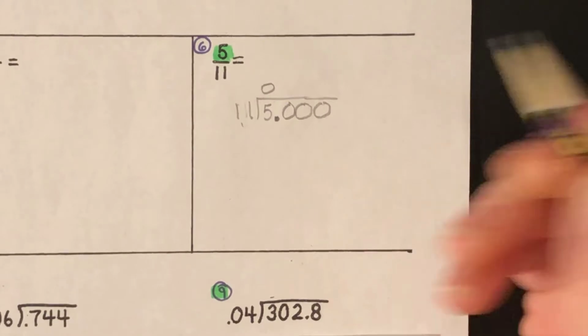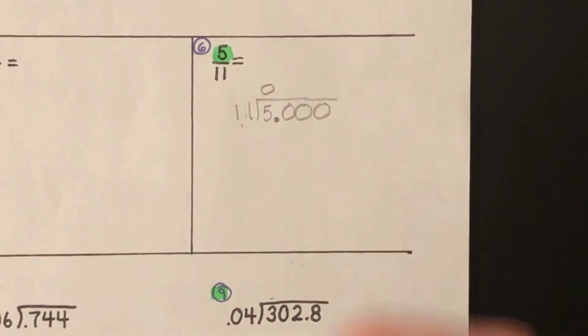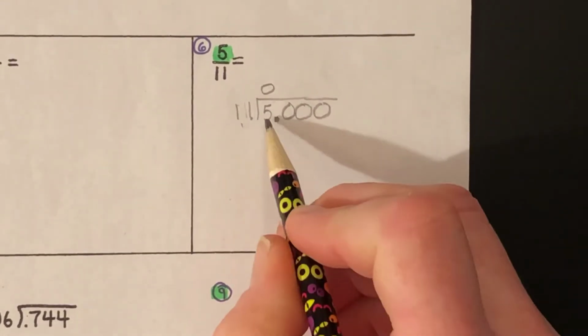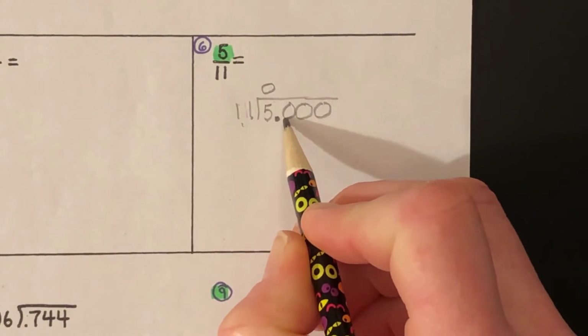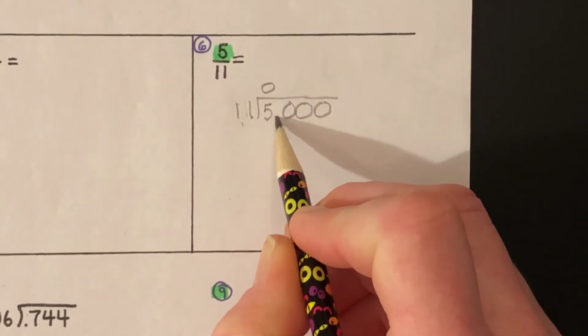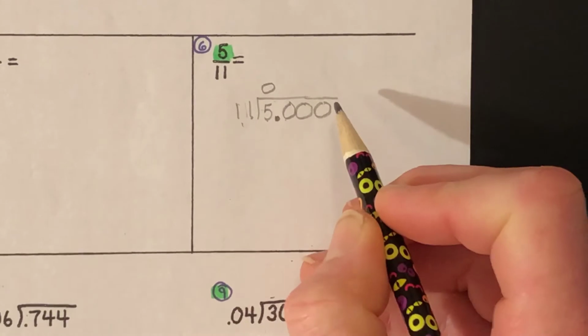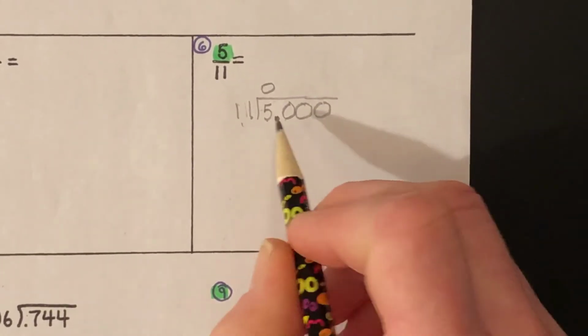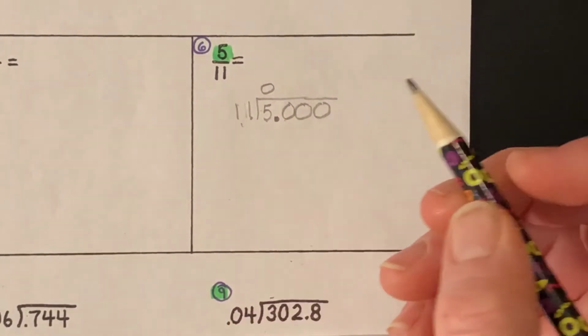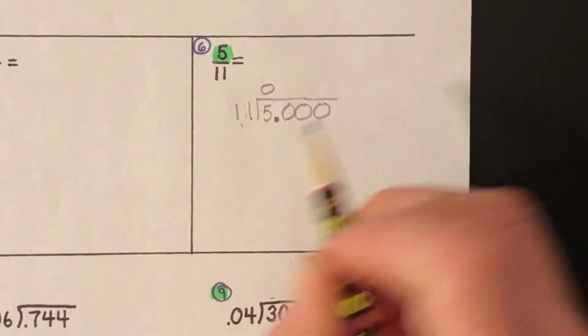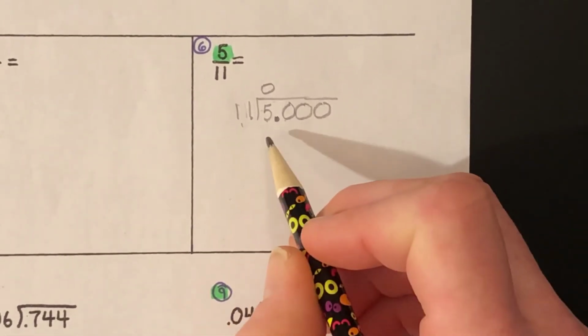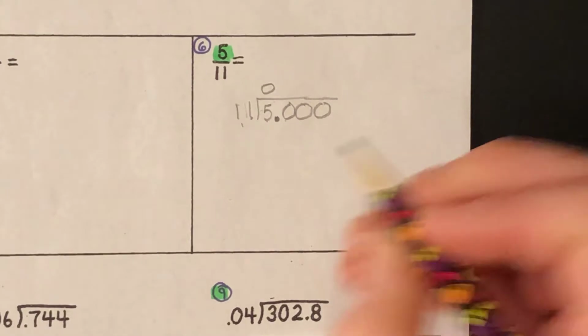I'm just sticking randomly 3 zeros. We'll see how many we need. 11 doesn't go into 5, but it goes into 50. Right now, we're ignoring that decimal. We're just looking solely at the numbers. When we're finished, we'll put the decimal back up, and you'll see that this, of course, is not really 50. It's 5, but we're dividing as though it's 50.